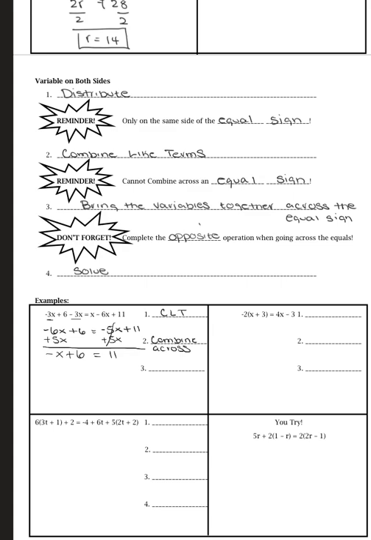All right, from there, I'm going to subtract 6 from both sides. And I get negative x is equal to 5. I cannot leave my variable negative, so I'm going to divide both sides by a negative 1. And I have that x is equal to negative 5. So my third step was to solve.